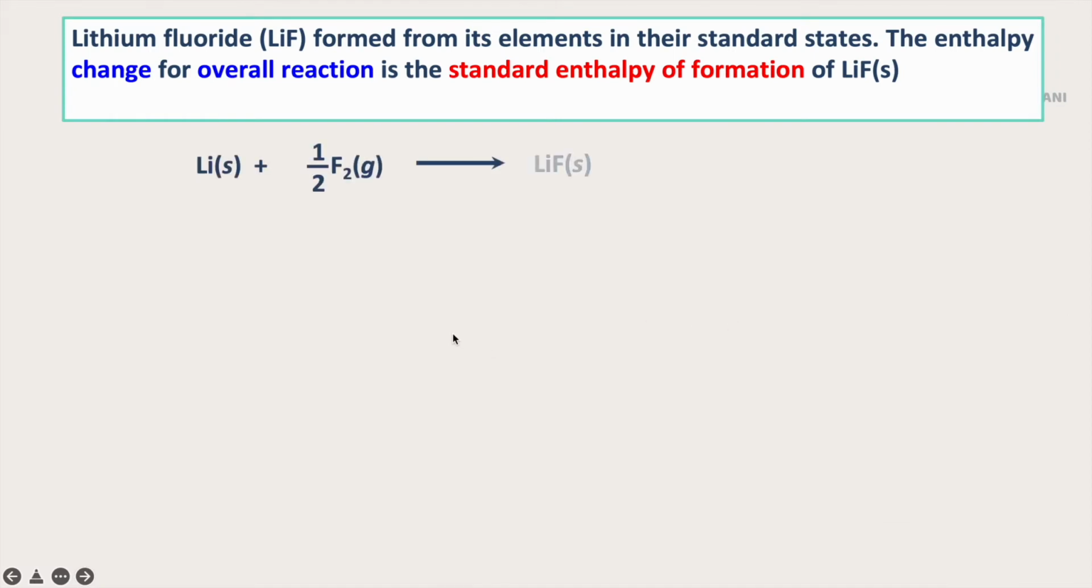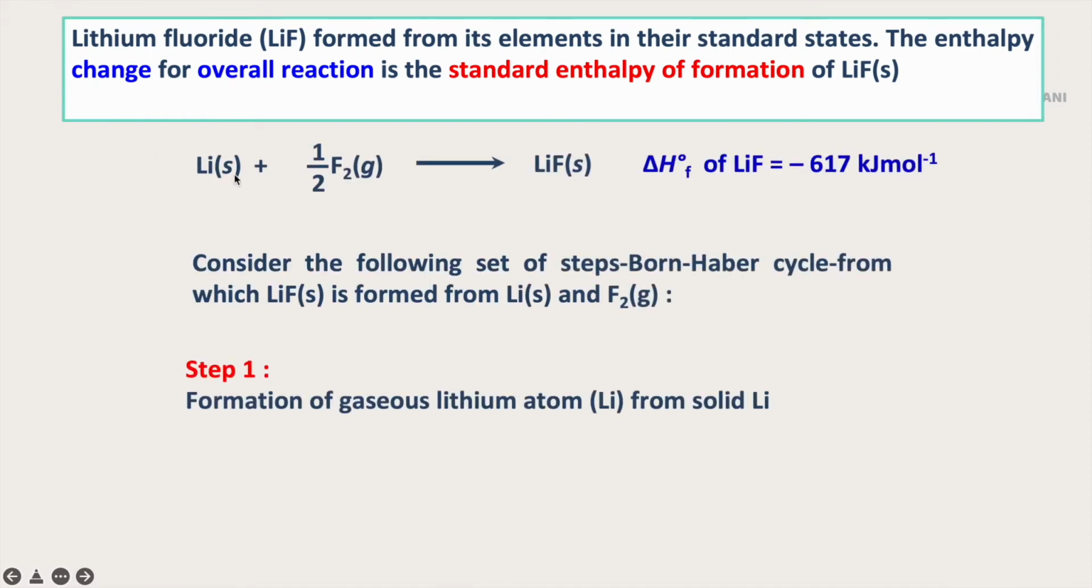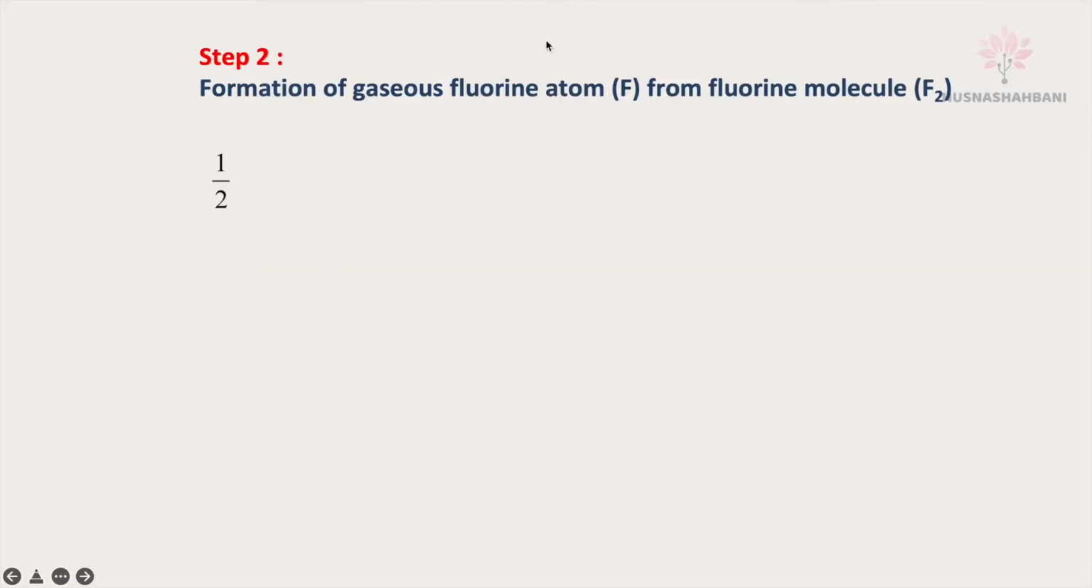And then you make it gas first. This one, make it gas. That is enthalpy of atomization. Next, after you make the lithium gas, next step, you make the fluorine to gas. Atomization of fluorine, make it to gas.